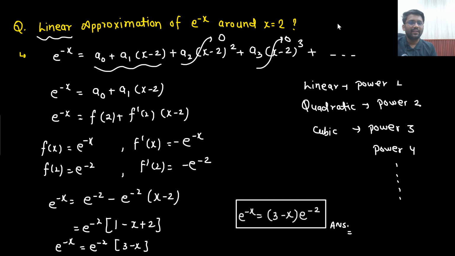Linear approximation we need to take, which means the higher terms are gone. So a naught plus a1 (x minus 2). I know the value of a naught, that is f of 2. What is the value of a1? That is f dash 2 divided by 1 factorial, and 1 factorial is 1 only. I find out the value of f of 2, then I find out the value of f dash x as well. Then I put x equals 2, so the value is minus e to the power minus 2. Here I put e to the power minus 2, take common 1 minus x plus 2, so we are getting 3 minus x. So e to the power minus x will have a linear approximation of (3 minus x) e to the power minus 2. Is that clear to you?